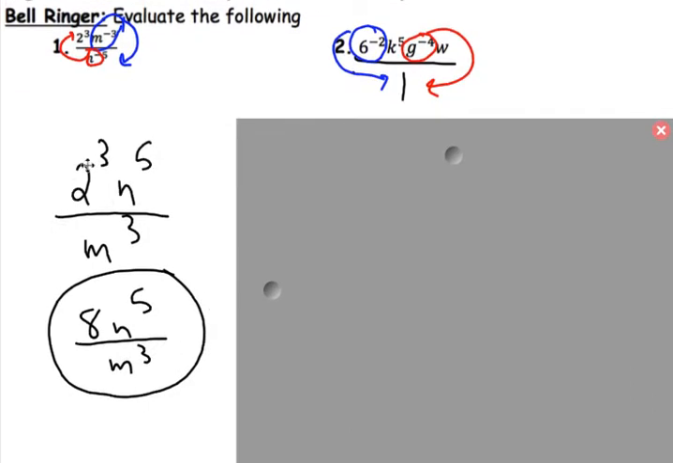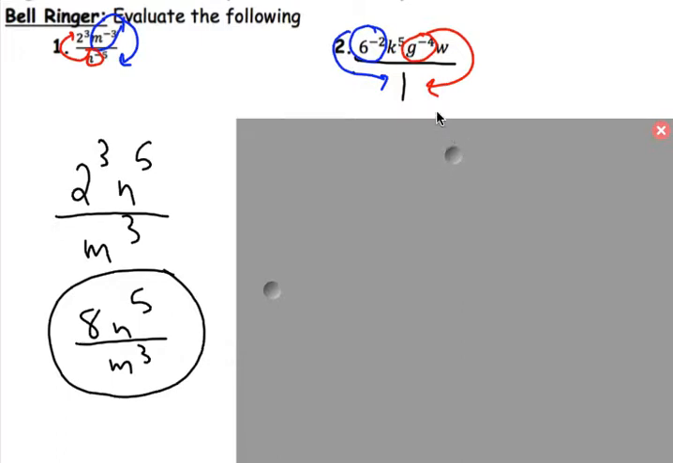So when we do that, 2 to the third, n to the fifth, again, when that comes up top, that 5 becomes a positive. And then when the m to the negative third goes to the bottom, that again becomes a positive 3. The last thing that we need to do here is the 2 to the third. So 2 times 2 times 2 gives you 8. So there's your final answer for the first bell ringer.